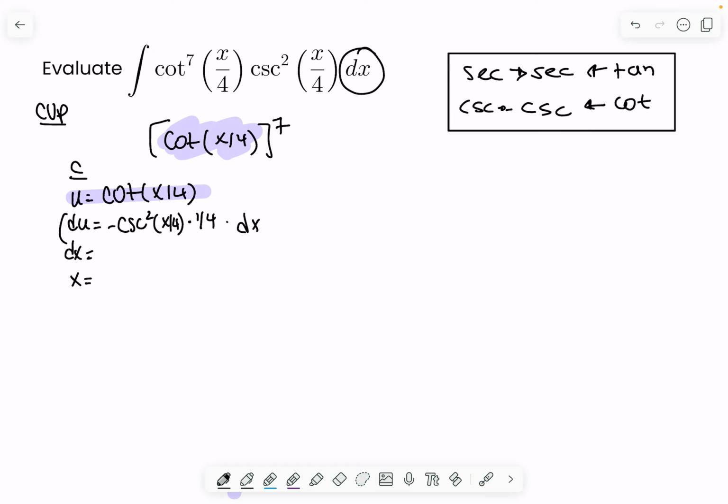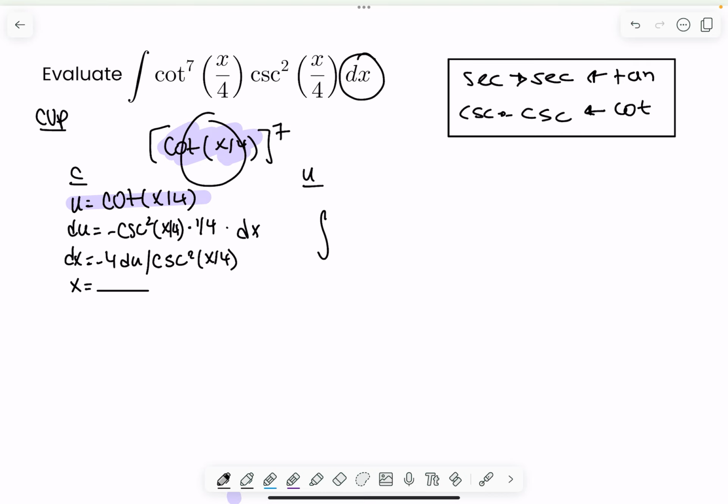Okay, and then dx is you take this and solve for dx. If you have a fraction, then obviously that means to get rid of that, you have to multiply. So 4 du, and then you have a negative, which is the same thing as this, and then divide by cosecant squared x over 4. And then I don't solve for x. When it's trig, I never solve for x. So u is, put everything in terms of u. It's indefinite, so there's no bounds to convert, so we're good there.